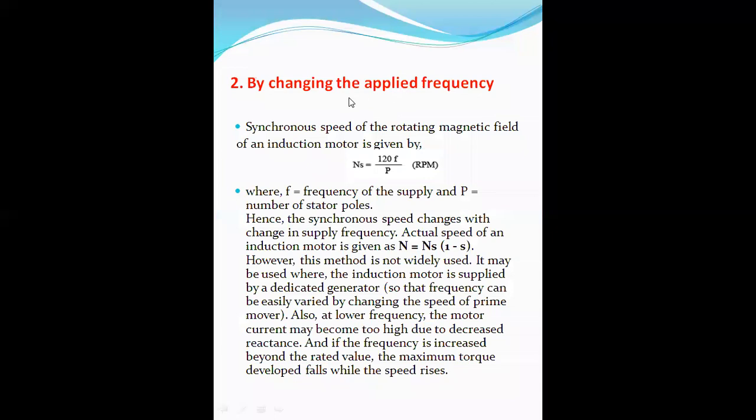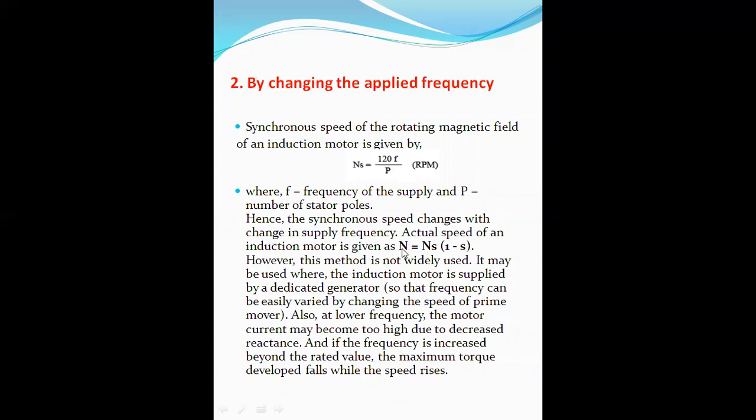So the second method is changing the applied frequency. We all know that the synchronous speed of a rotating magnetic field is given by Ns equal to 120 F by P in RPM. F is the frequency of the supply and P is the number of stator poles.